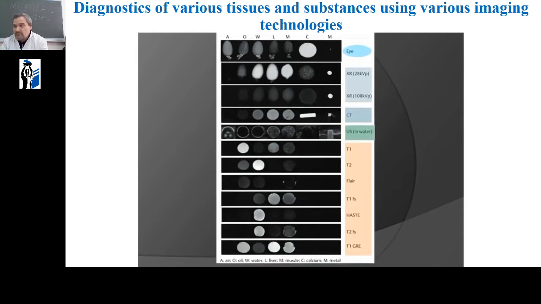In MRI, there are modes that visualize adipose tissue well, and there is a fat signal suppression mode. Thus, you can virtually get rid of excess weight and make the image more contrasting. This slide shows that the disclosure of the pathological process requires the use of a wide arsenal of methods of radiation diagnostics.